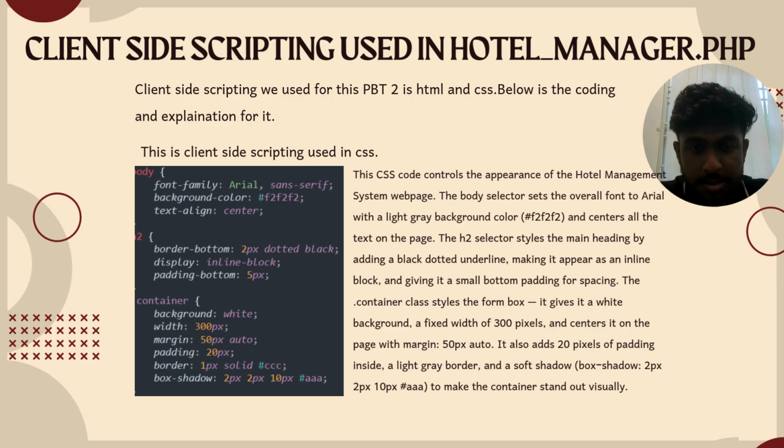The container class styles the form block. It gives it a white background, a fixed width of 300 pixels and centers it on the page with margin 50 pixels auto. It also adds 20 pixels of padding inside, a light gray border and a soft shadow, box-shadow 2 pixels with a 10 pixel blur, to make the container stand out visually.